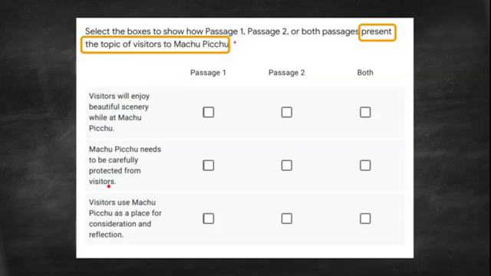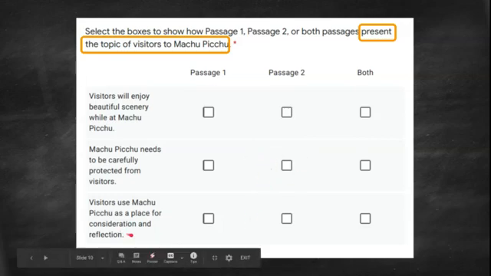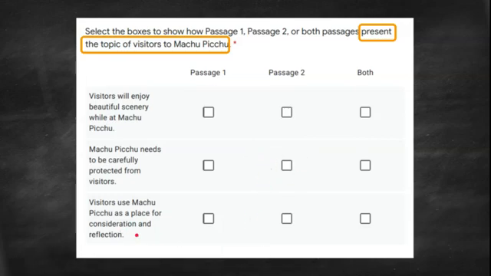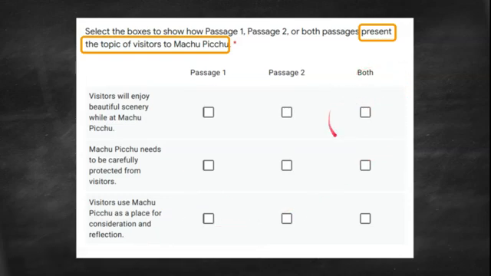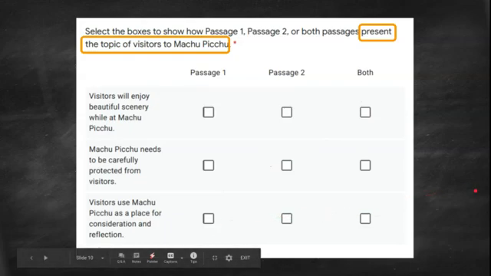Machu Picchu needs to be carefully protected from visitors. Well, clearly that's passage two. That's what passage two is all about, keeping it protected. Okay. And then visitors use Machu Picchu as a place for consideration and reflection. You will find that in passage one. Okay. So it should go both, two, and one. And that's it. So I hope that has helped.